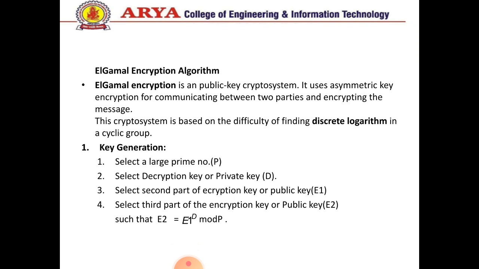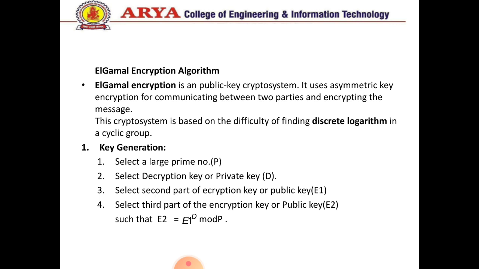So the first step in this algorithm is the key generation, second is the encryption, and third step is the decryption. In the key generation step we have to select three keys. The first is we have to select a large prime number p. Now secondly we have to select the decryption key or the private key capital D.